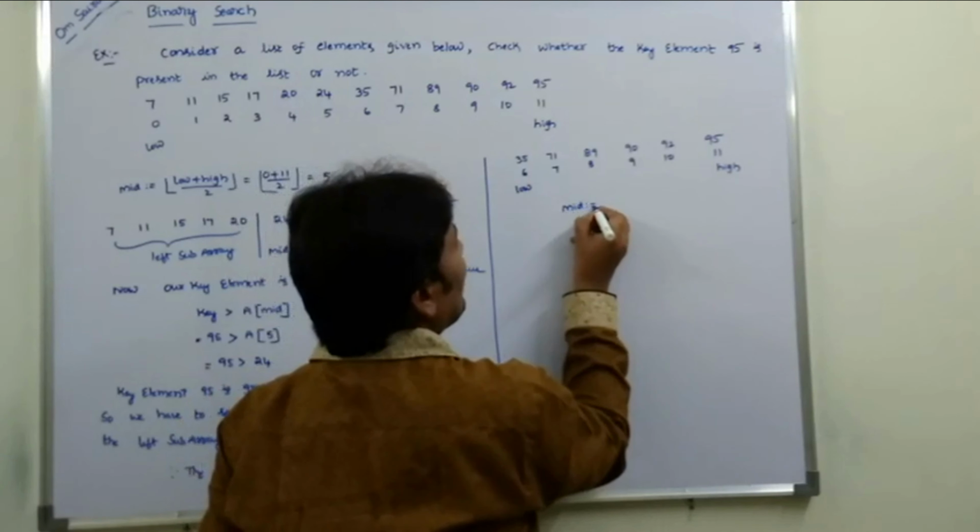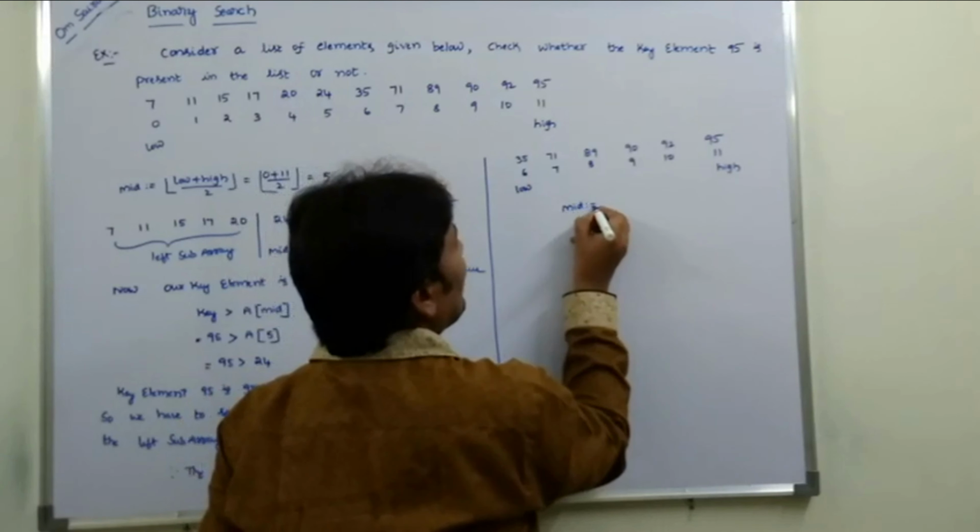So here our key element is 95. This 95 is compared with the mid value, that is A of 8. A of 8 is 89. So 95 is compared with 89. 95 is greater than 89, so 95 is there in the right sub array. So now we have to consider the right sub array and ignore the left sub array. Therefore we consider the right sub array 90, 92, 95. What are the indexes? 90 is 9, 92 is 10, 95 is 11, and this is low value and this is high value.